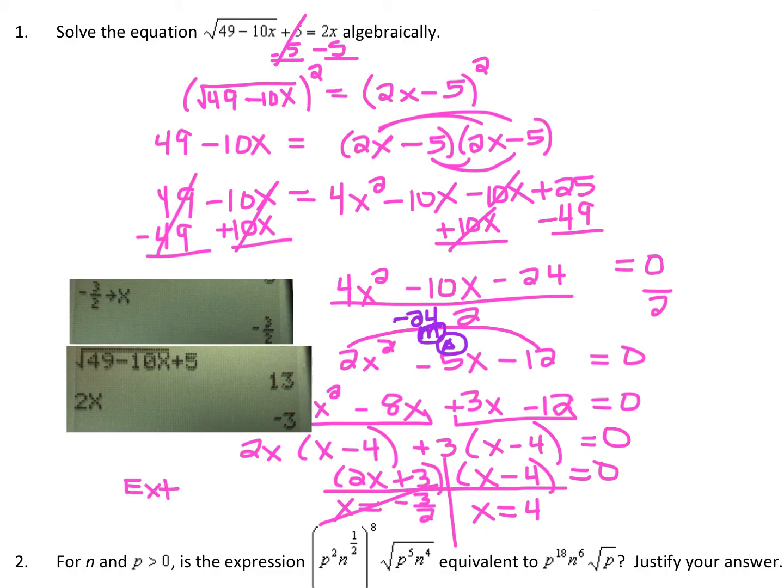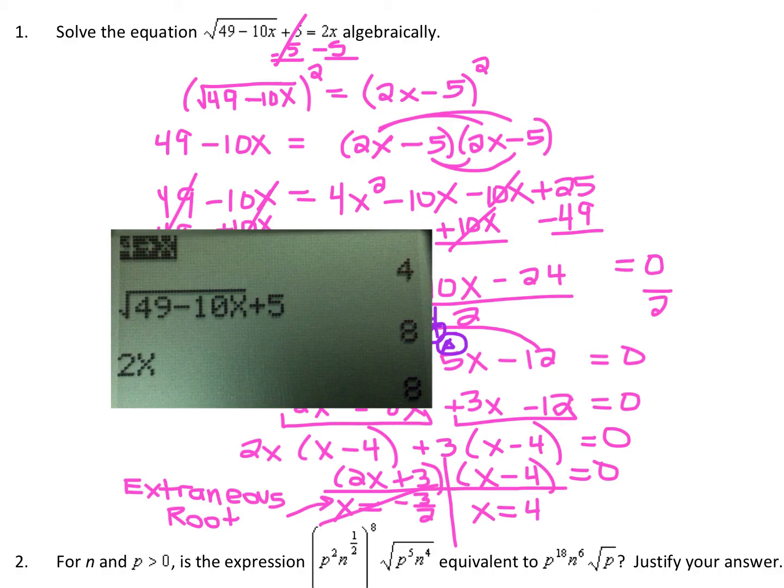Okay, so now we have to do the same thing for the x equals 4. We're going to store x as 4 in our calculator, and we're going to see if that checks out. Okay, so I did 4, store x, hit enter, and when I typed in the left-hand side of the equation, it gave me 8, and when I typed in the right-hand side of the equation, it gave me 8. So what that means is this 4 is a solution, so we could circle that one.